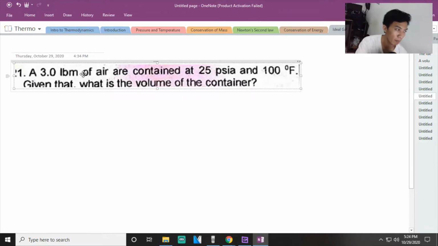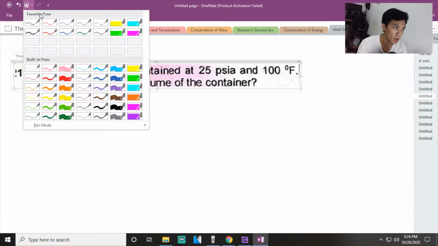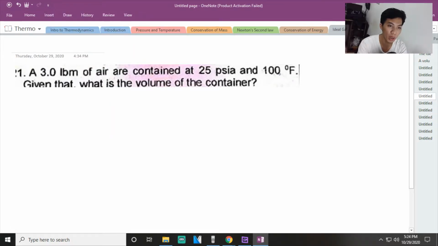So, let us start. For problem 1, a 3-pound mass of air are contained at 25 psia. So, absolute na kagad siya. And 100 degrees Fahrenheit. Given that, what is the volume of the container? So, meron ka daw mass na 3-pound mass. Then, meron ka daw air. Okay? Air. So, meron ka ding pressure. And then, meron ka ring temperature.